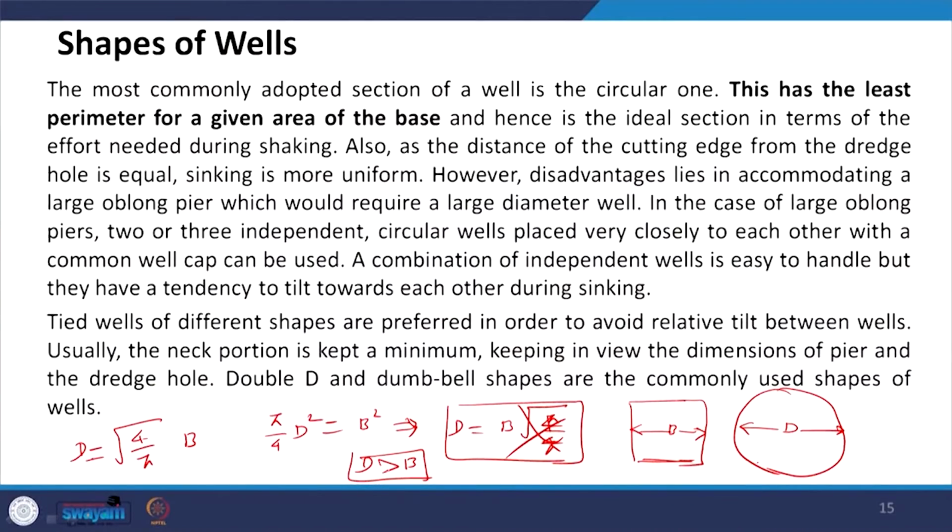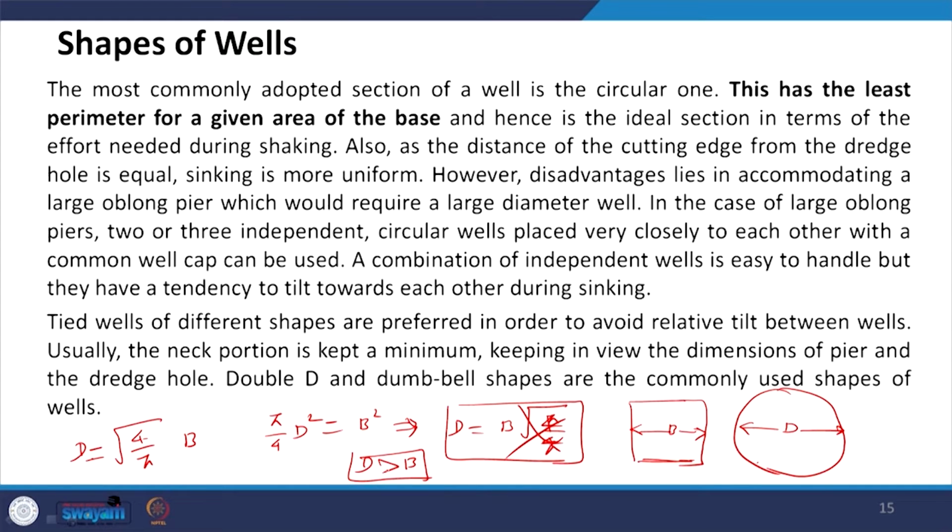So, you have the distance of the cutting edge from the dredge hole. This has the least perimeter for a given area of the base, and hence is the ideal section in terms of the effort needed during sinking. Also, as the distance of the cutting edge from the dredge hole is equal, sinking is more uniform. However, the disadvantage lies in accommodating a large oblong pier, which would require a large diameter well.